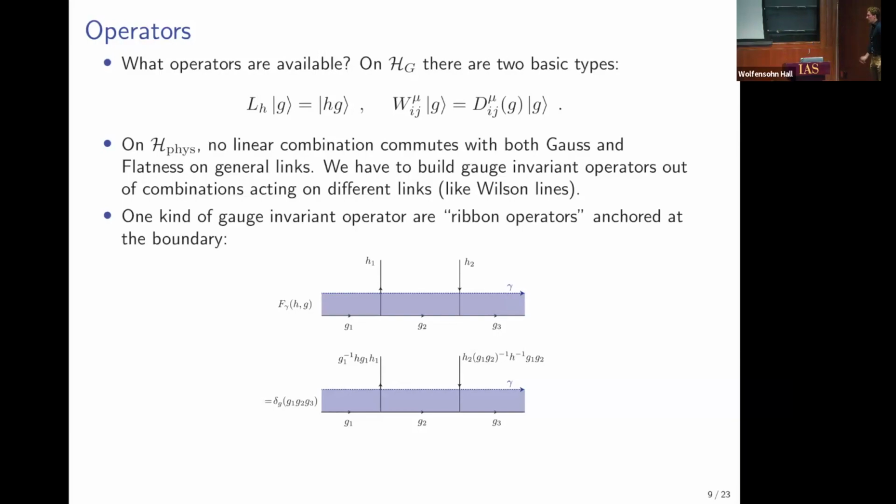The exact details of the ribbon aren't important. What's important is that once you have both Gauss and flatness, in general you can't act with these electric operators like you could if you didn't have flatness, but you can act with these ribbons. They're gauge invariant if they end at the boundary where you're not imposing Gauss or flatness. And this is the way that you can shift things with L's still in a gauge invariant way with these two constraints.